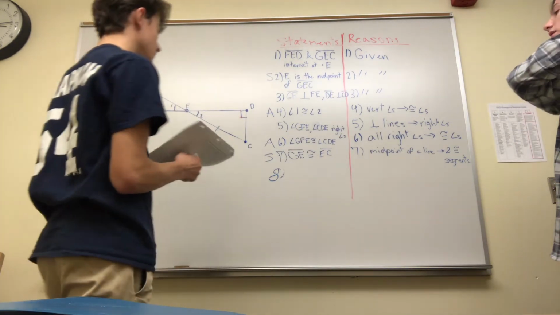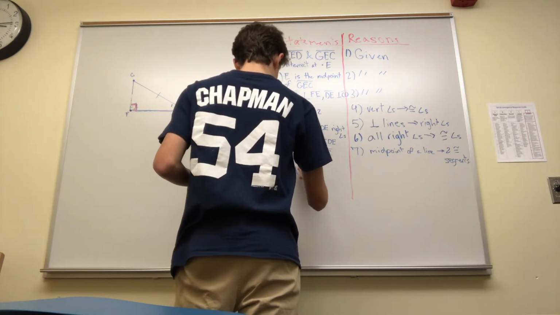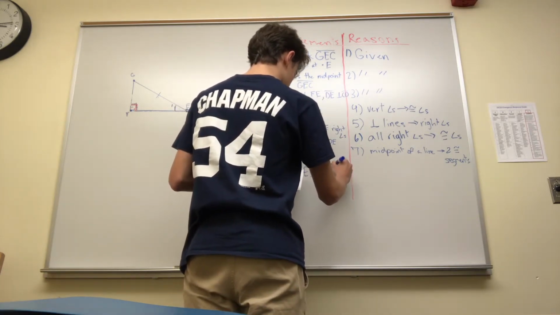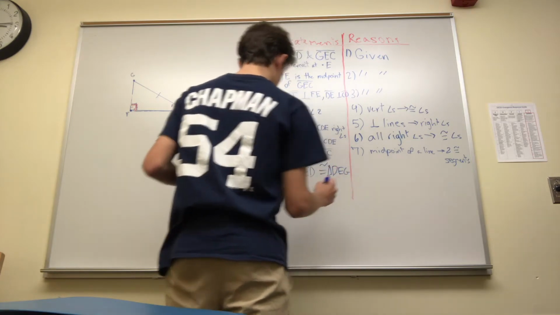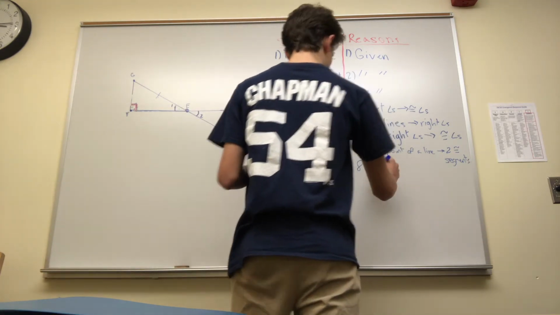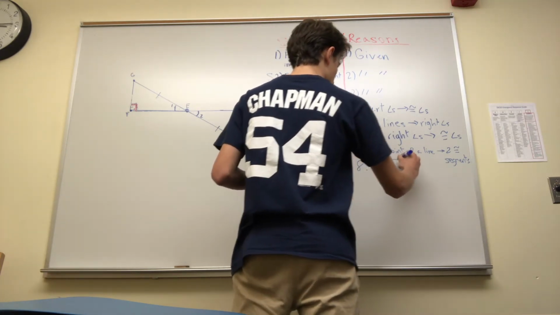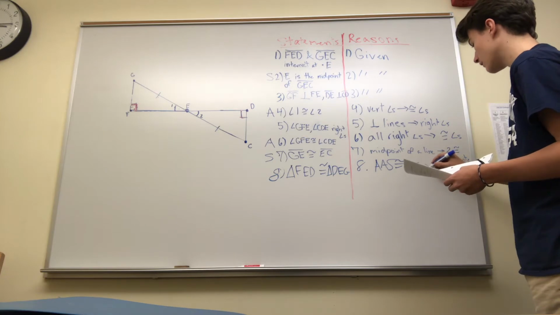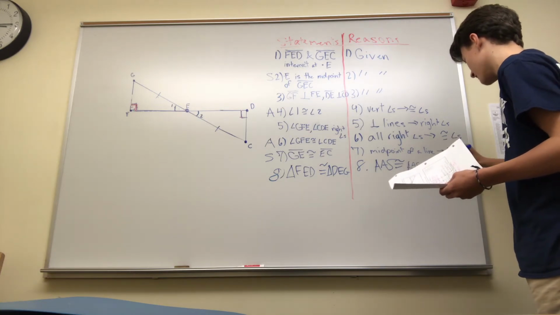So triangle FEG, gotta write the triangle sign, is congruent to triangle DEC. And we gotta include the triangle sign. And this is gonna be because we have AAS, angle, angle, side, is congruent to angle, angle, side, and that's gonna infer congruent triangles.